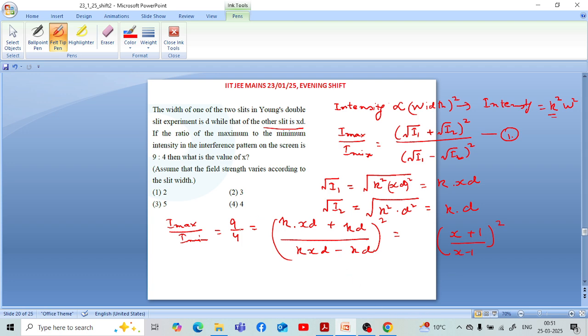Now taking the square root on both sides, we get 3/2 is equal to (x plus 1) upon (x minus 1). By doing the cross multiplication, we get 3 times (x minus 1) is equal to 2 times (x plus 1). So we get 3x minus 3 is equal to 2x plus 2. Solving it further, this 2x goes to the left hand side. So this becomes x is equal to 5. So the value of x is 5 here. Option 3 is correct here.